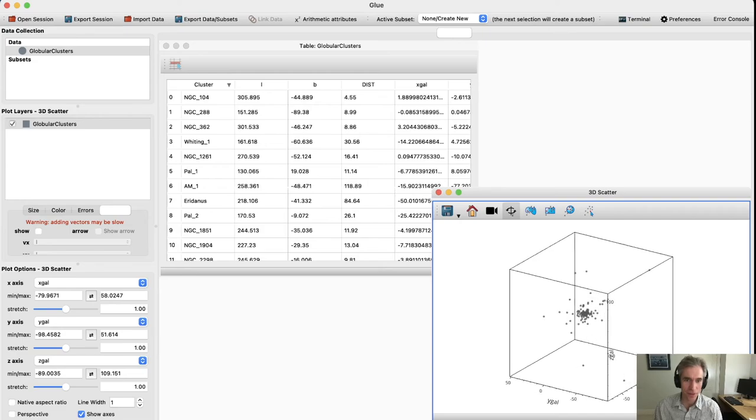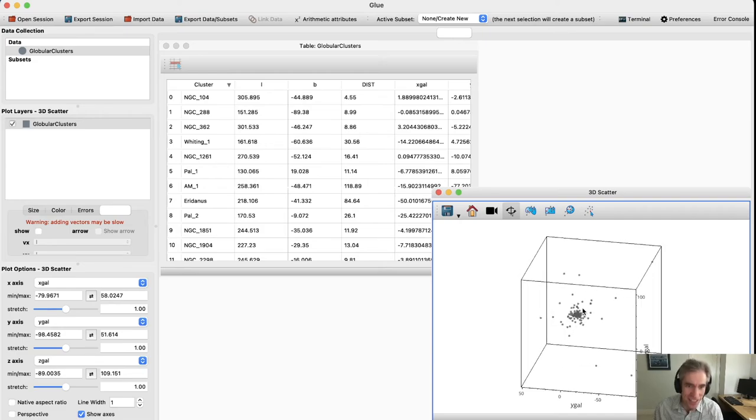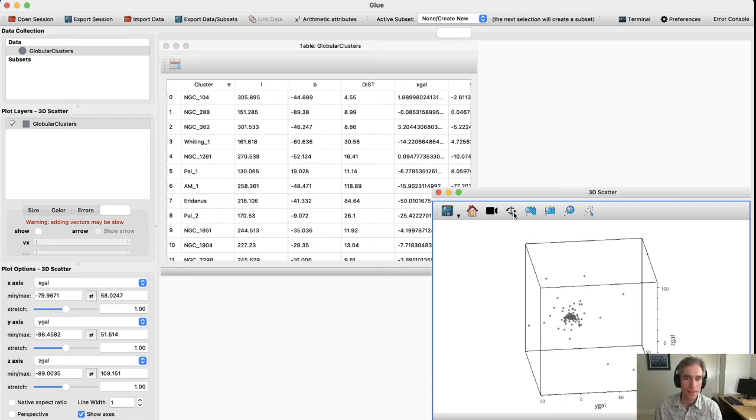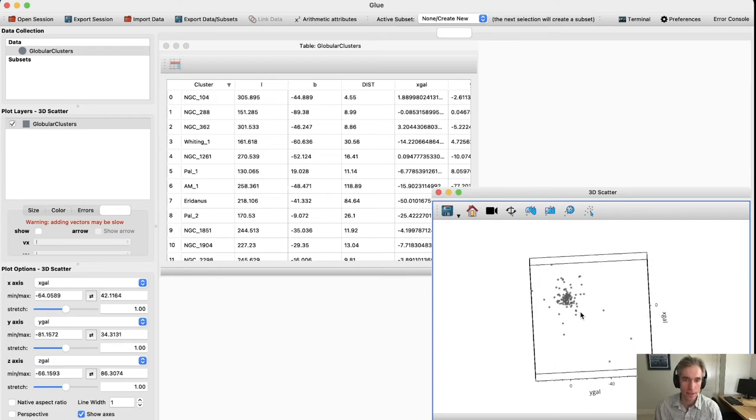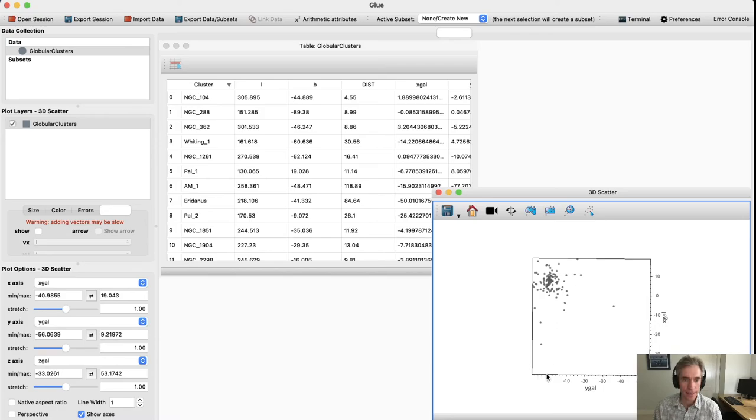Lots of weird stuff going on out here, and then there's this tiny little cluster in here. Let's take a closer look. So if we zoom in, we can see that the 0, 0 point is here-ish. Not all the business is happening over here. We can see that a little clearer if I just make a two-dimensional plot.